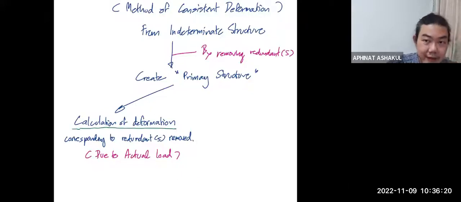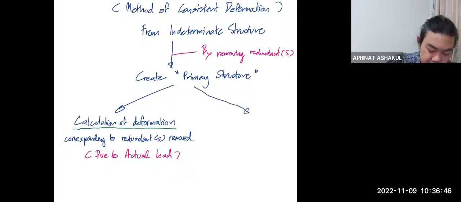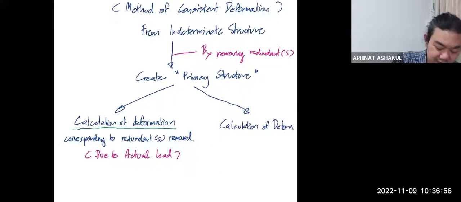Now, when you come down to this, remember that what you do is the calculation of deformation. You may do this by any method that you think is suitable for your situation. What that means, you can apply your unit load at the location, in the direction that you want to calculate the displacement. That would be the displacement due to the actual load. Okay, and then you will have the calculation for deformation.